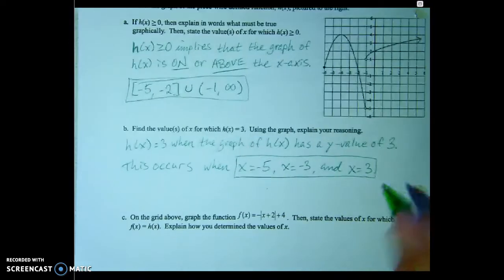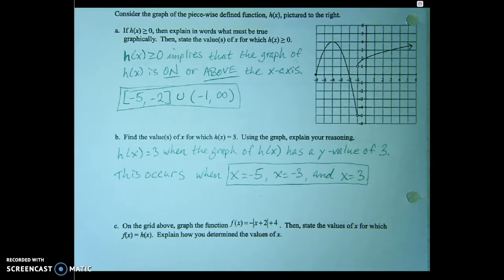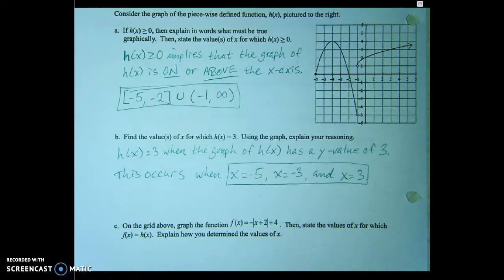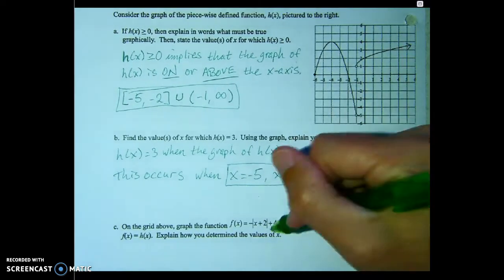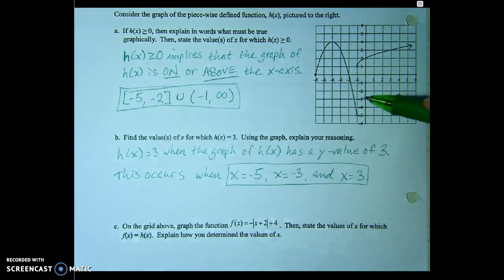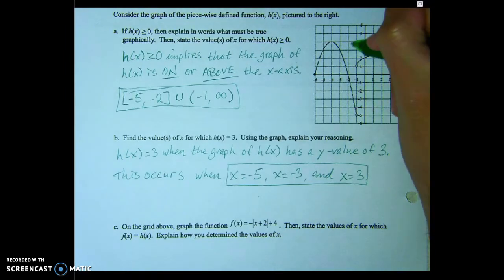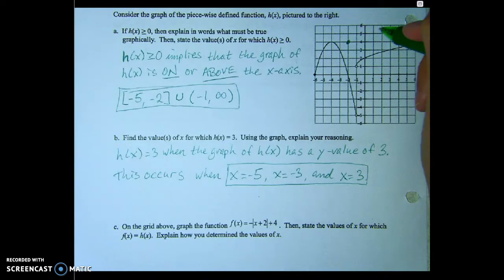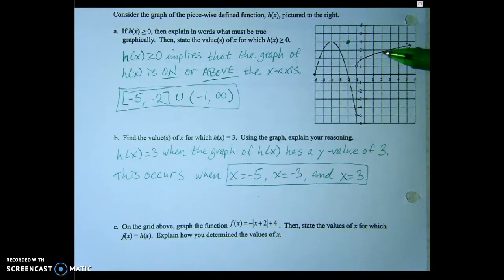All right, so not intervals for letter B, but specific x values. Okay, now on letter C, we now have to graph a new function. We're going to graph f, which is defined by negative absolute value of x plus 2, plus 4. So what does that look like? Well, we know that we have a vertex at -2, right? Our horizontal shift is always going to be opposite whatever the sign inside the function expression is. So we are moving 2 units to the left and 4 units up to give me a vertex of -2, 4. We know it's concave down because we have a negative in front of the absolute value quantity.